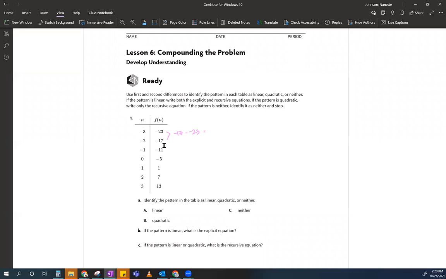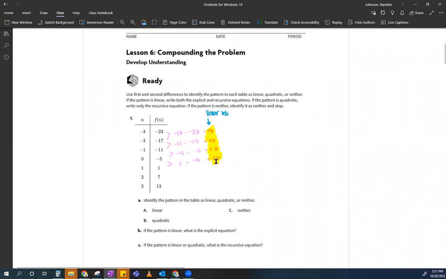So here, I'm going to check if that's true again. -11 minus -17. Oh, look, it's +6. And again, -5 minus -11 is again +6. Again, 1 minus -5 is again +6. Because these are all 6, this actually is really important because these are all the same, this means it's linear. Linear because they're the same.